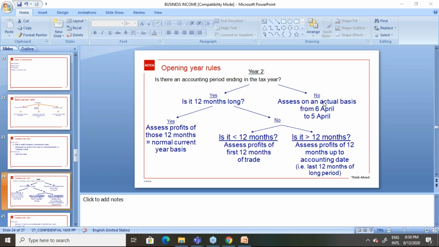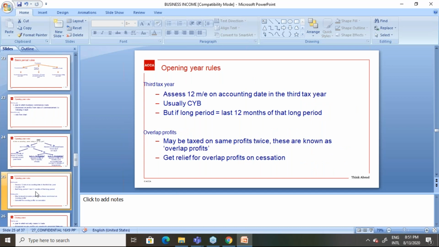If there is no period of account ending in the tax year, no accounting period ending in the tax year, then you must use the actual basis. That is, just figure out the profits from 6th of April to 5th of April and pay taxes on that. Now you need to practice some questions from this area to get an understanding, but my advice is first memorize the rules and then try to understand how to apply them. And there, don't try to analyze it too much, just stick to the rules that you have been given and strictly adhere to the rules given here.